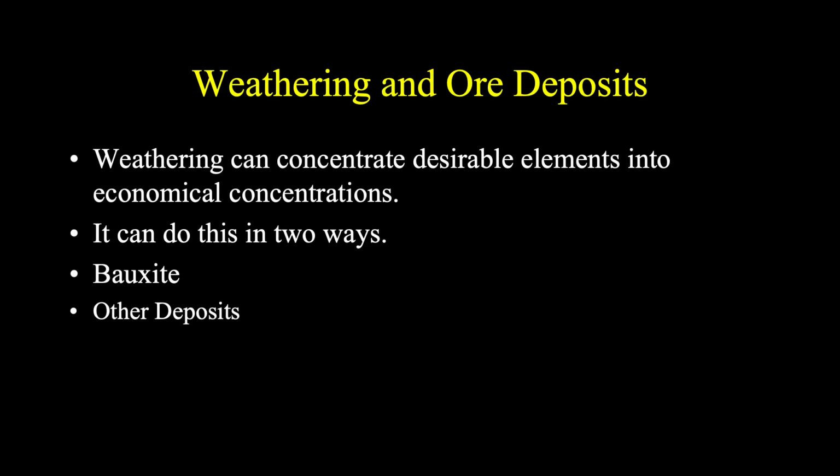Then there are other ore deposits that can form from the other process, as water deposits desirable elements. These would include copper and silver deposits, which can be concentrated in these ways. Usually you start with a low-grade ore that contains pyrite, an iron sulfide mineral. As the pyrite weathers, it releases sulfuric acid into the environment.